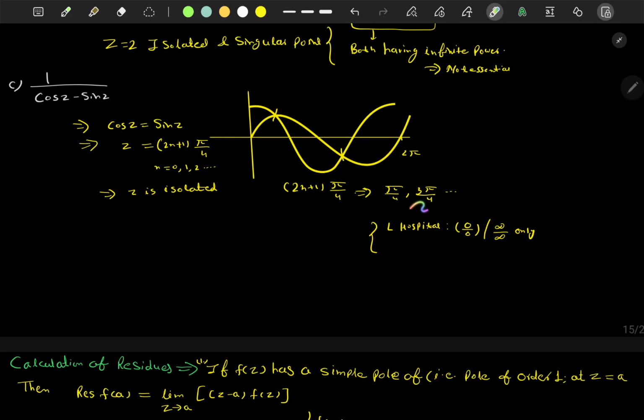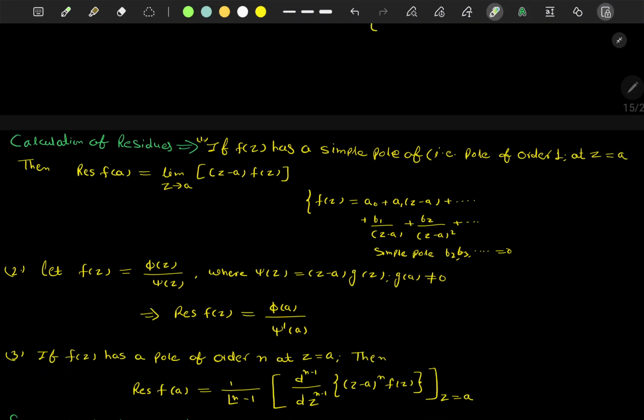Whenever you are applying L'Hospital's rule, you must know that it is applicable only to these two indeterminate forms. L'Hospital's rule cannot be applied everywhere. If a function is given with the limit 0 by 0 or infinity by infinity, then only we can apply L'Hospital's rule.